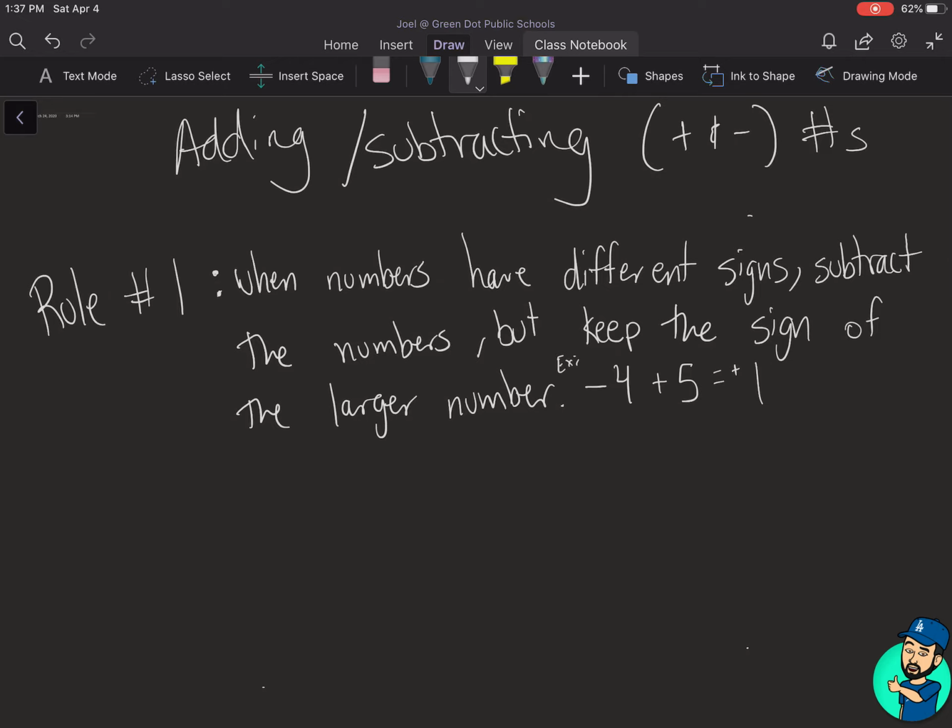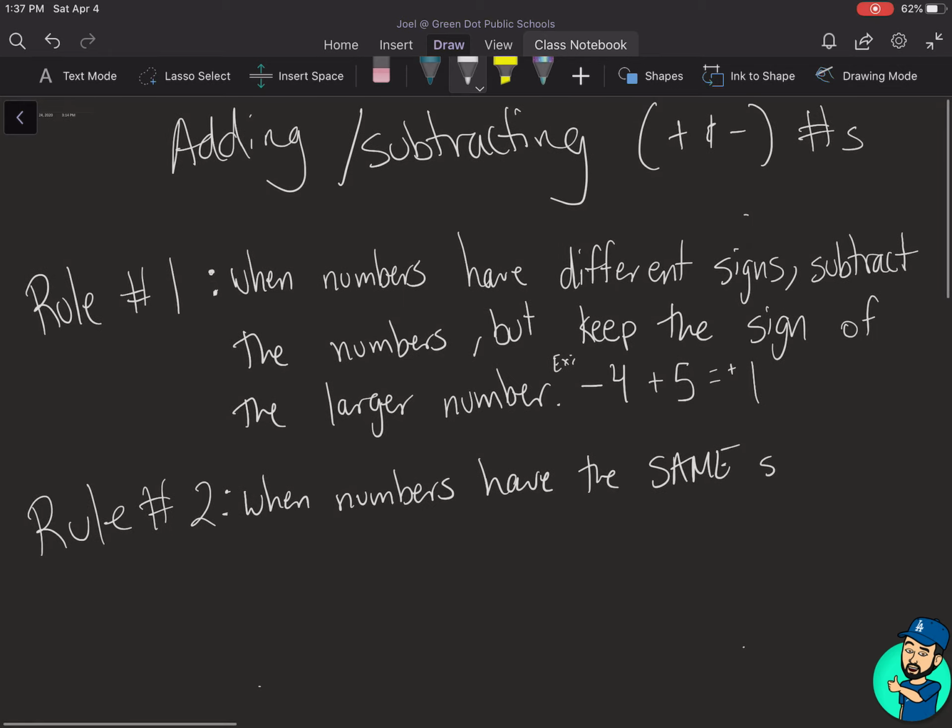So that's rule number 1. Rule number 2, or rule número 2. Here we go. When numbers have the same sign, add the numbers and keep the sign.